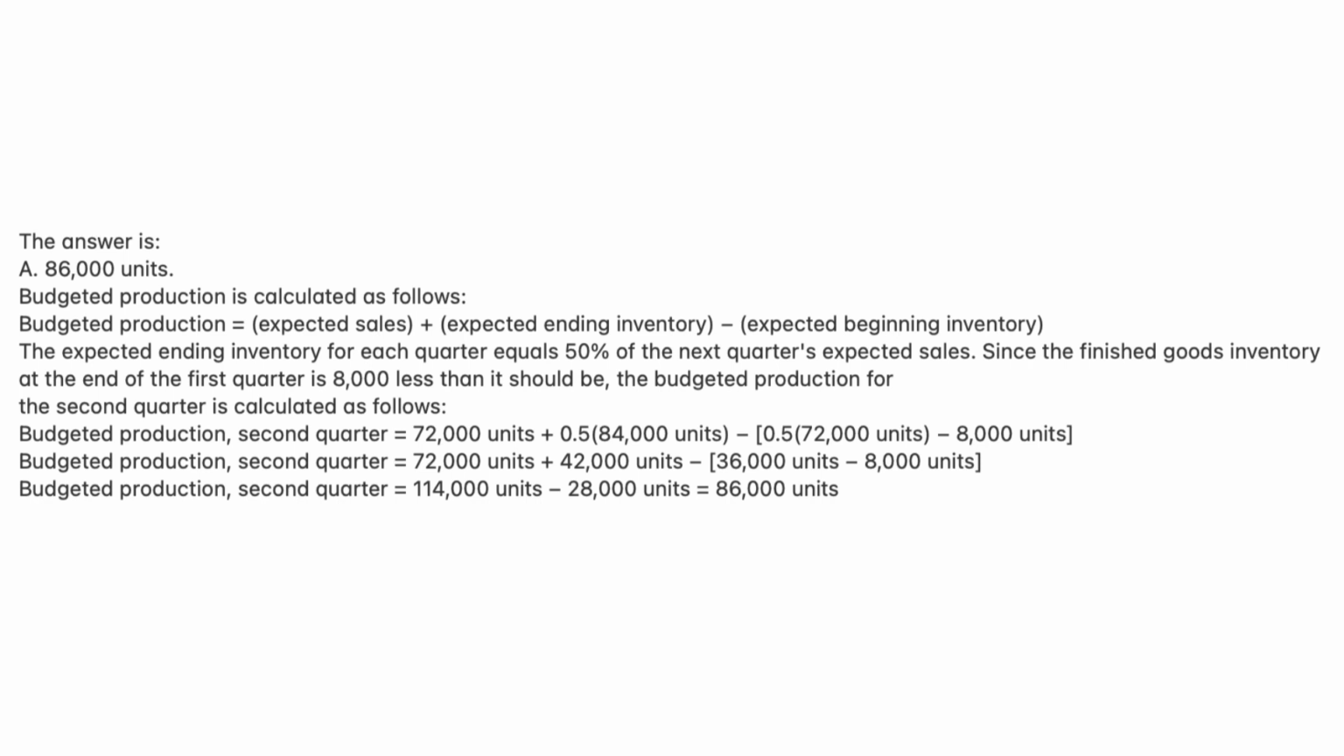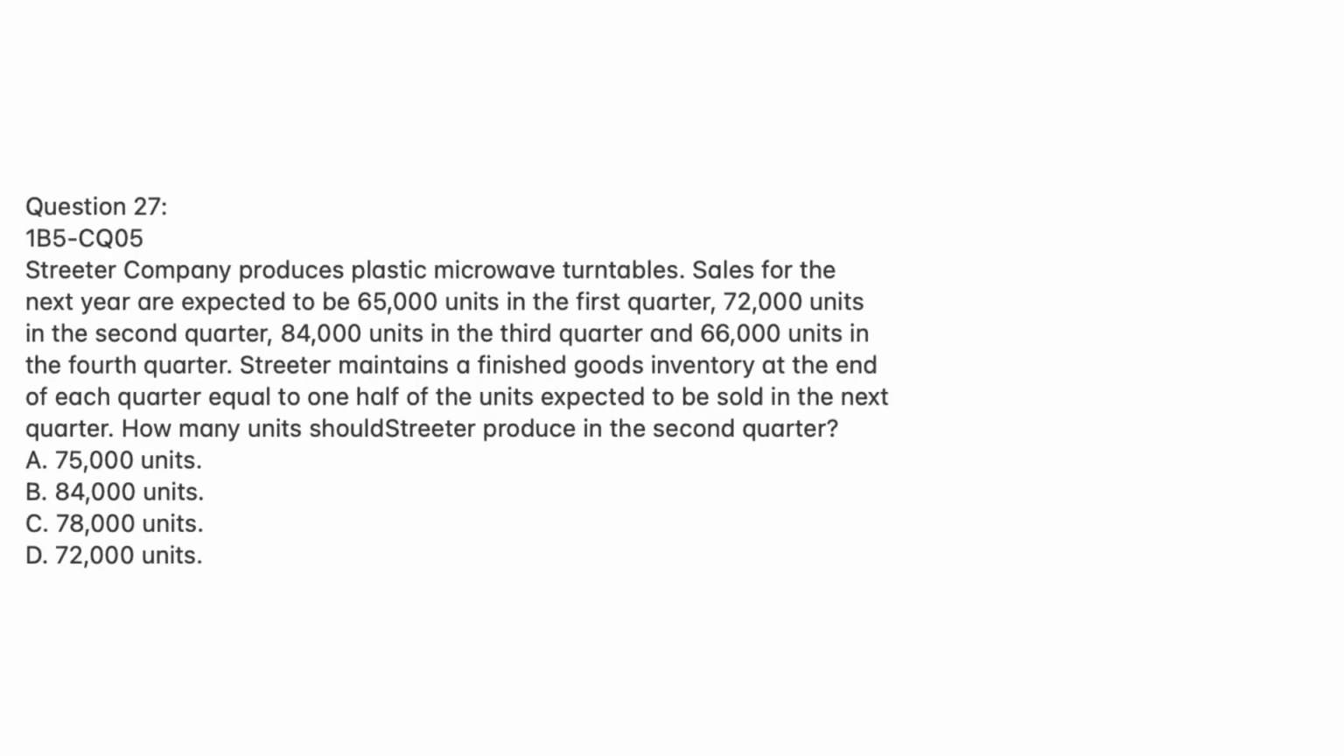Budgeted production, second quarter equals 72,000 units plus 0.5 times 84,000 units, minus 0.5 times 72,000 units, minus 8,000 units. Budgeted production, second quarter equals 72,000 units plus 42,000 units minus 36,000 units minus 8,000 units. Budgeted production, second quarter equals 114,000 units minus 28,000 units equals 86,000 units. Question 27.